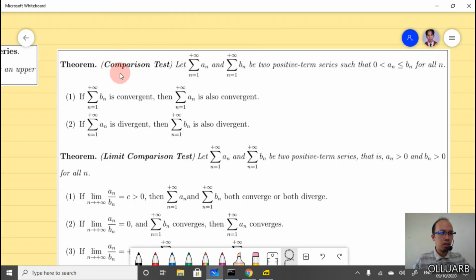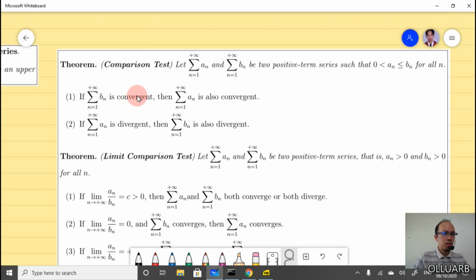Okay, so for our first theorem, you are given series a sub n and b sub n, and the terms of the series satisfy this inequality: b sub n is bigger than a sub n for all n. Remember, this is for all n. If this series b sub n is convergent, then the smaller one, a sub n, is convergent. So this is theorem 1 in the comparison test.